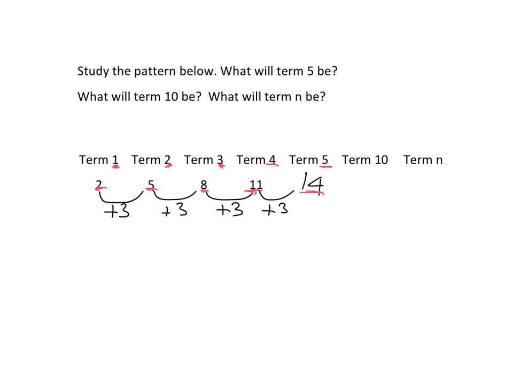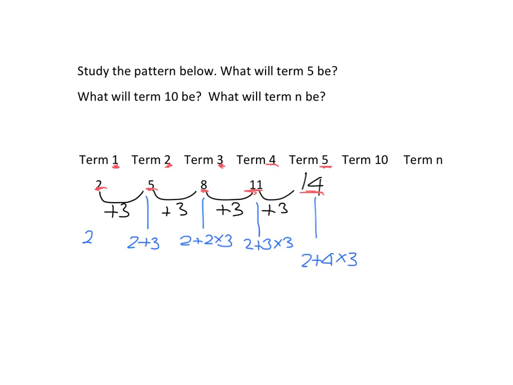Now, one way we can do it here is we can look at the structure of how things were created, because term number 1 was just a plain old 2. When we went to term number 2, what did we do? We started with the 2 and we added on a 3. Now, if we go to the next term, we started with a 2 and we added on 2 lots of 3. And term number 4, well, we started with a 2 and added on 1, 2, 3 lots of 3. And then our next term, term number 5, well, that is starting at the 2 and adding on 1, 2, 3, 4 lots of 3.